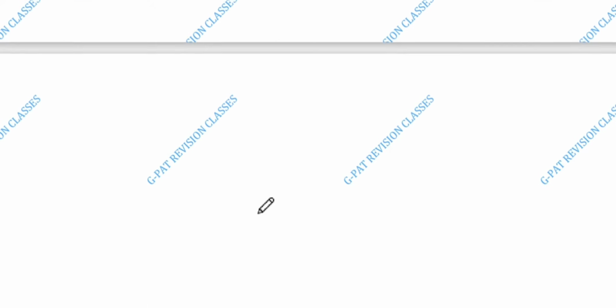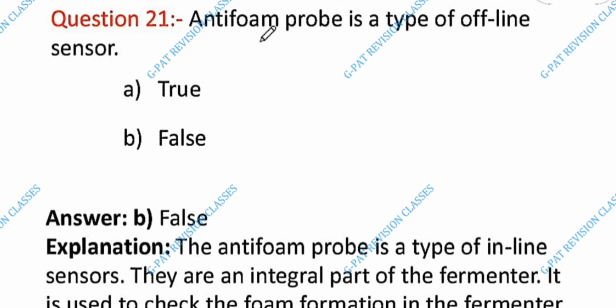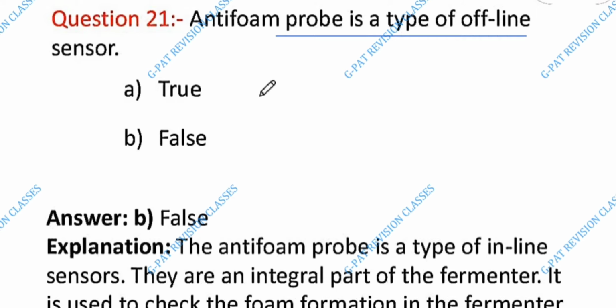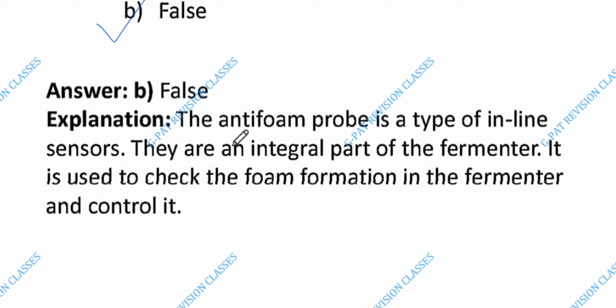Okay. Next is question number 21. Antifoam probe is a type of offline sensor. The answer is B. False. Explanation: the antifoam probe is a type of inline sensor. They are an integral part of the fermenter. It is used to check the foam formation in the fermenter and control it.